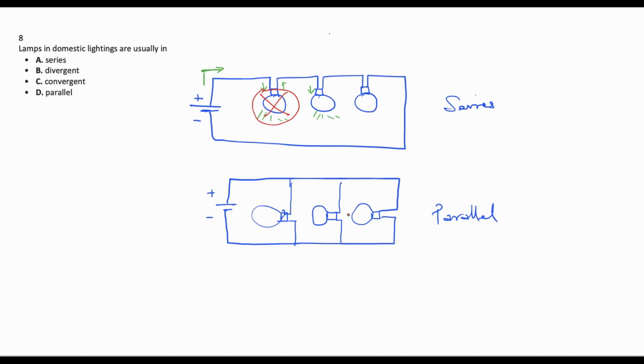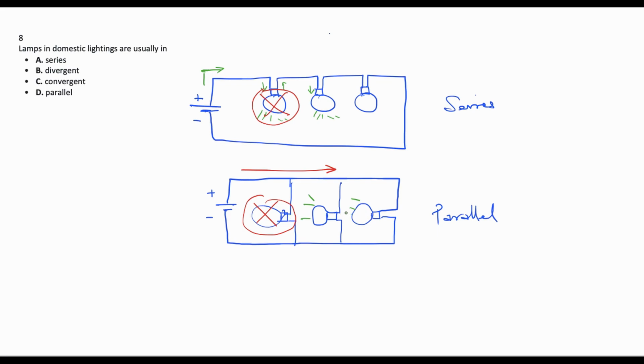Now, look at this case in parallel, where power flows across this line here, and then each bulb takes its own power from the direct line that goes through here. What happens is, if this bulb is taken out for some reason, even though the first bulb is off, you would notice that power still goes through the other bulbs, and this bulb continues to shine, and this bulb continues to shine.